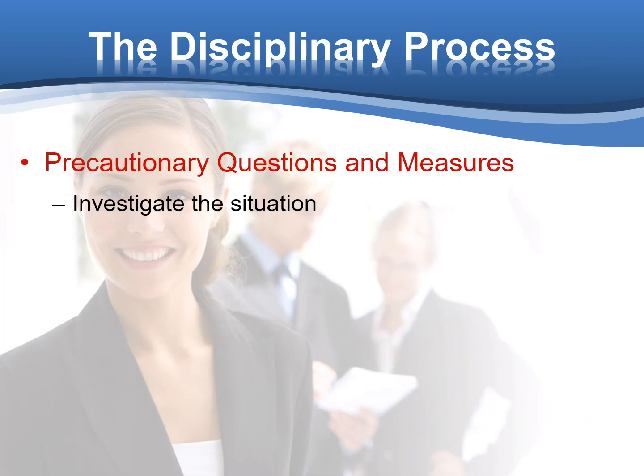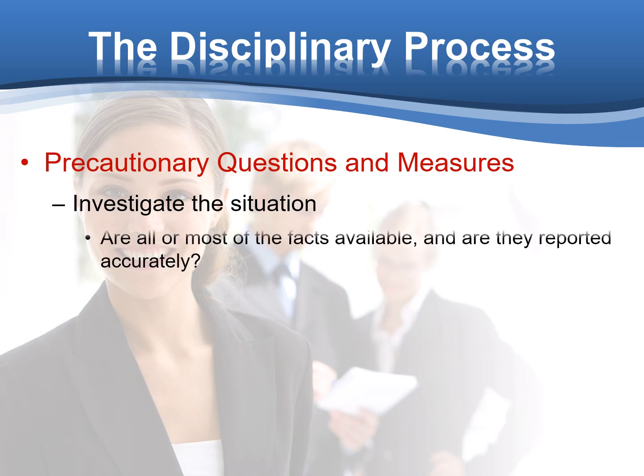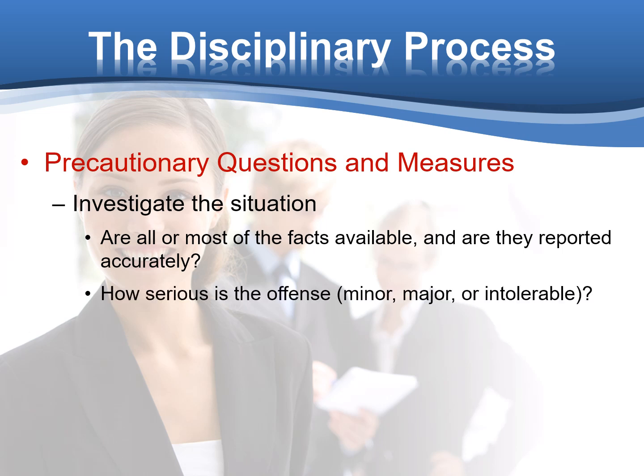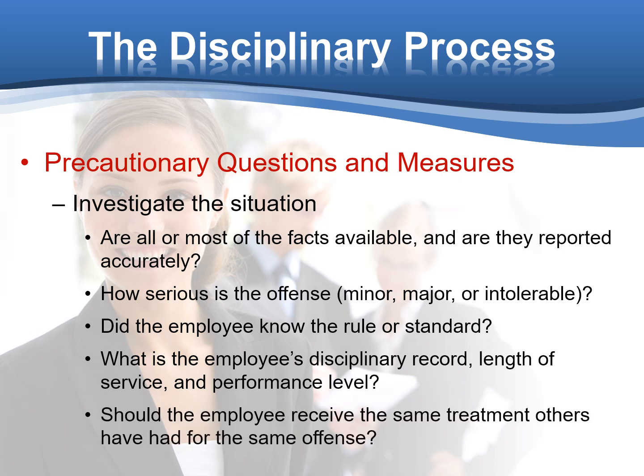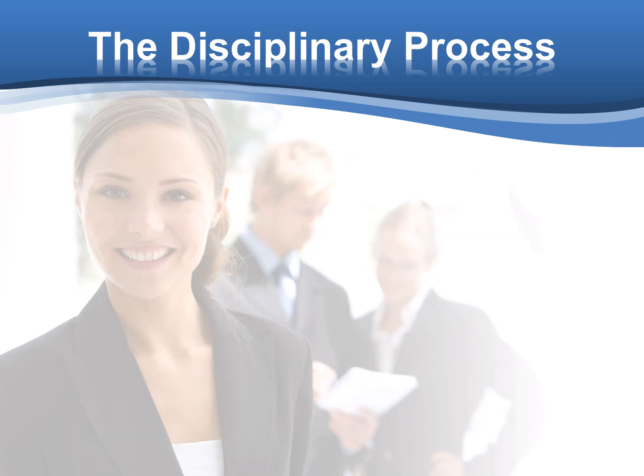Precautionary questions and measures. First of all, investigate the situation. Do not take one person's word. Always see both sides. Are all or most of the facts available, and are they reported to you accurately? How serious is the offense? Is it minor, major, or something that's just intolerable? Did the employee know the rule or the standard? What is the employee's disciplinary record so far, the length of service that they've been with you, and performance level? All these come into play as you investigate and decide. And should the employee receive the same treatment others have had for the same offense? And again, the answer to that one is yes. Be consistent.